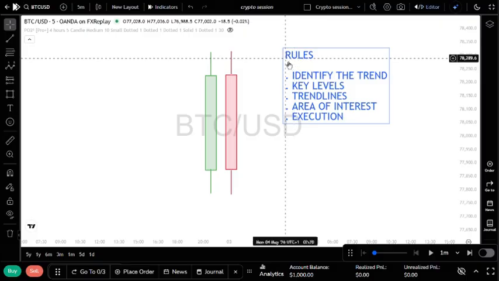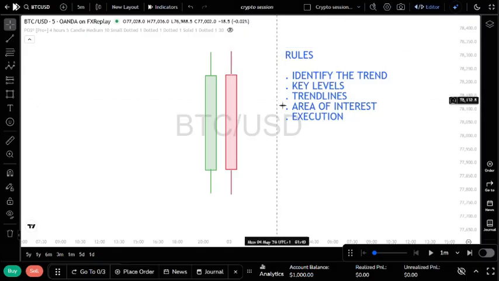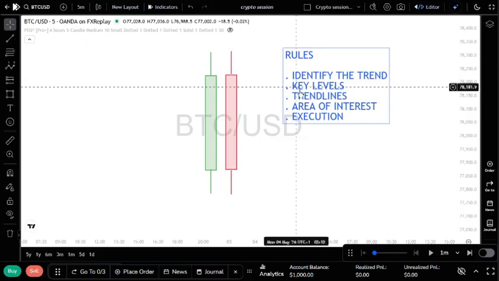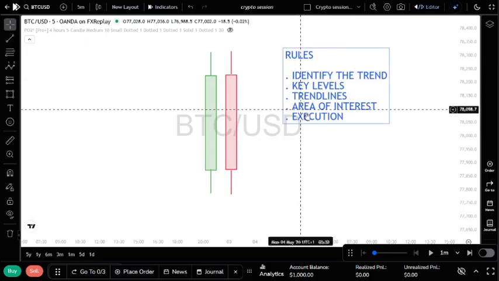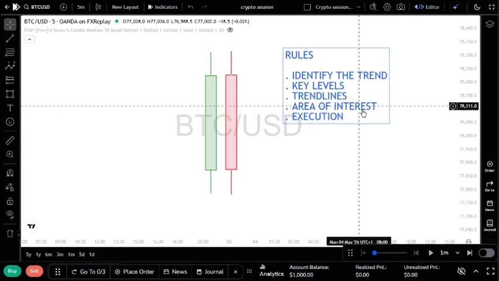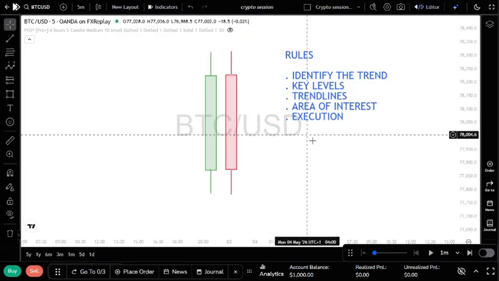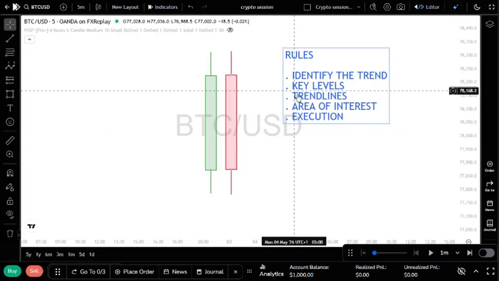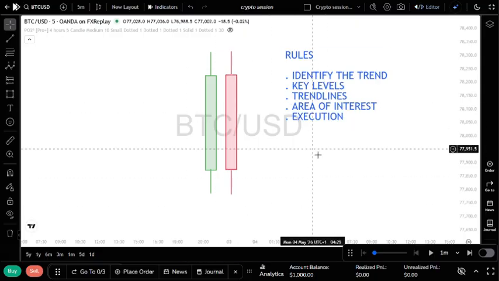So these are the rules I want to see before taking an entry, which is the execution. I want to identify the trend, look for key levels, draw my trend lines, locate areas of interest or points of interest, then execute that trade based on the higher time frame. So I want to identify the trend, key levels, trend lines, area of interest, and execution using this basic knowledge. I want to apply the basic knowledge that I have gotten in Forex on real life charts.